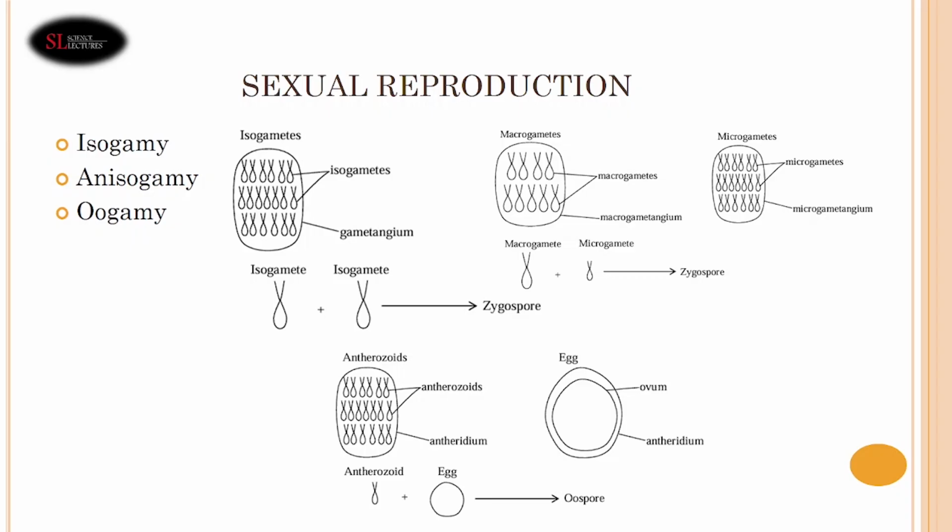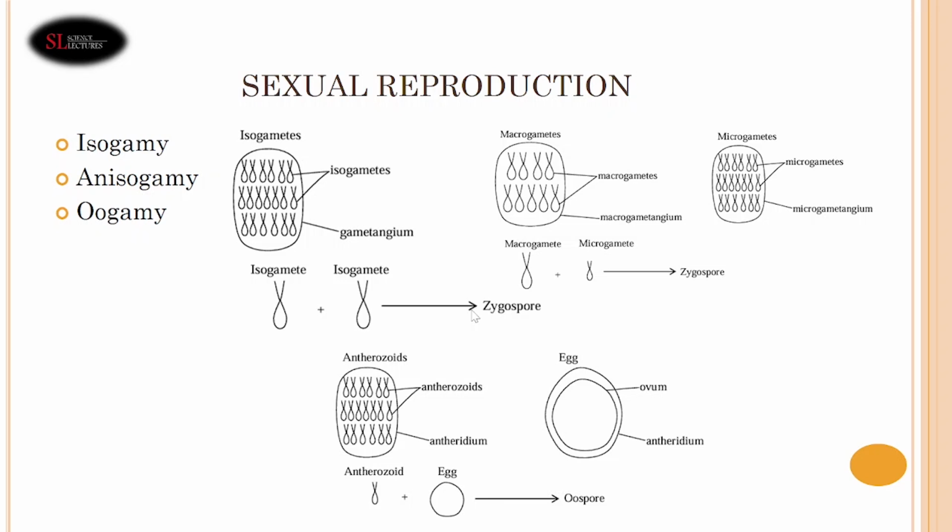Here we have this gamete and this gamete. You see they are the same in structure, and when the two fuse together, we form what we call a zygospore. The gametes are produced in what we call a gametangium. So isogamy is the fusion of gametes that look alike but whose physiology is different, forming a zygospore. Isogamy is the most primitive mode of sexual reproduction in algae.